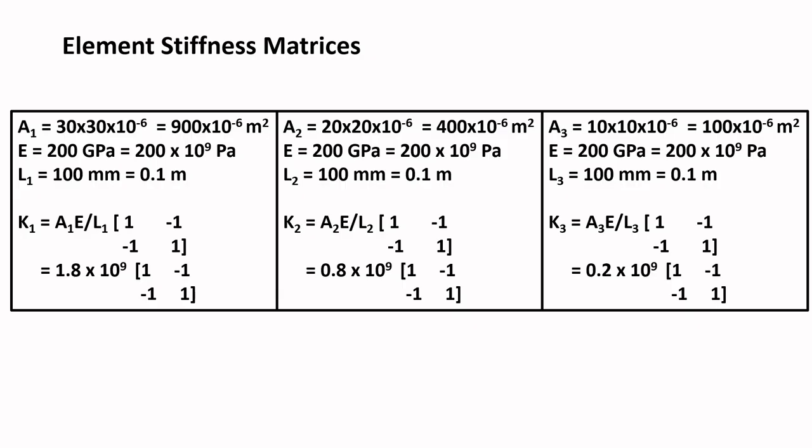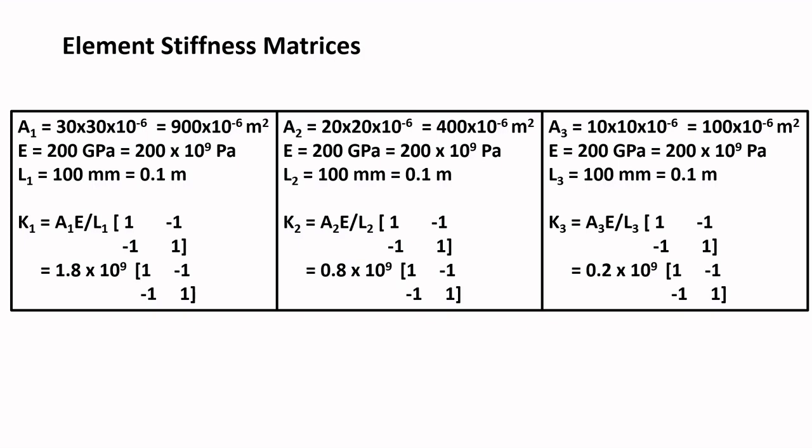And the Young's modulus is going to be the same for all the three sections, that is 200 GPa, and here the units are important. So here we are converting the gigapascals into pascals, so that will be 200 into 10 power 9 pascals. And then we have L1, L2 and L3, that is the length of the element. The length of the element is 100 mm, and we are converting that into SI units, so that is going to give you 0.1 meters. And so the element stiffness matrix is given by AE by L into [1 -1; -1 1].